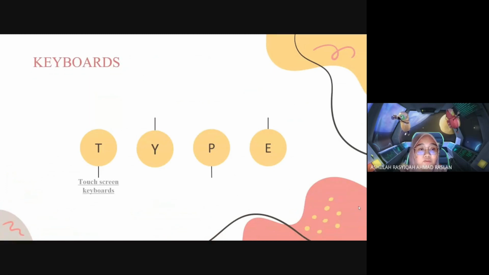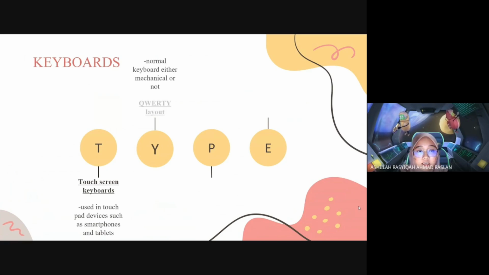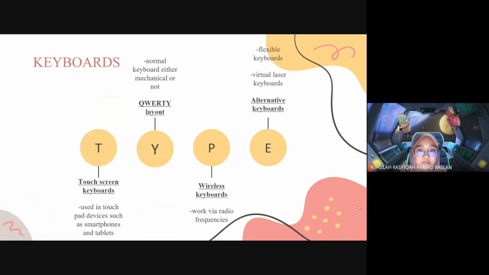There are 4 types of keyboard that we use in this era. First is the touch screen keyboard, used in touchpad devices such as smartphones or tablets. The second type of keyboard is the QWERTY layout. It is the normal keyboard, either mechanical or not, that we use when we use a PC. The third type is the wireless keyboard, which works via radio frequencies, which we call RF. The fourth is the alternative keyboard, which is a flexible keyboard or virtual laser keyboard.